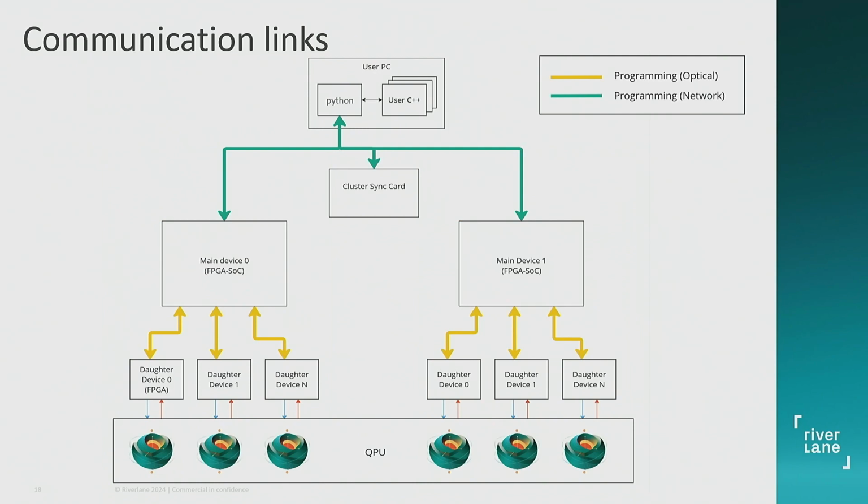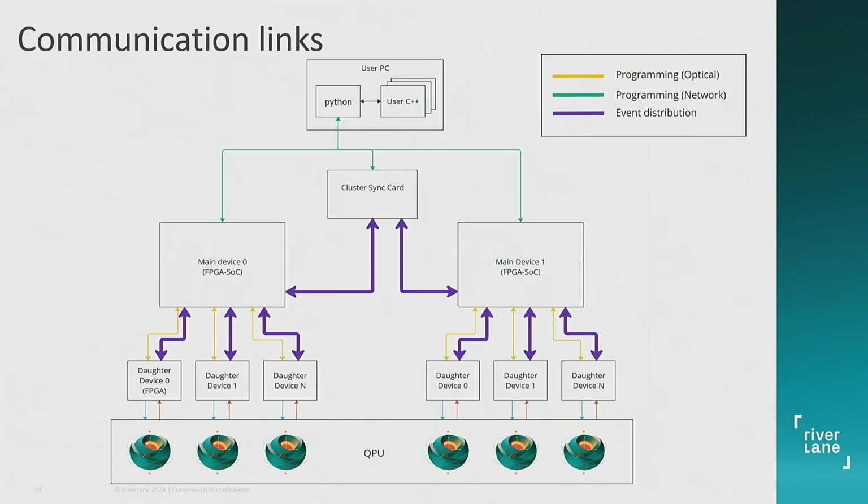And then we need various types of communication links to move data efficiently across the system. So the first type of link that we need is programming links to program the various memories on all of the devices, like instruction memories of the sequencers or pulse data memories. So between the user PC and the main devices, we have programming links on physical network links, and then for within the clusters, we have optical links.